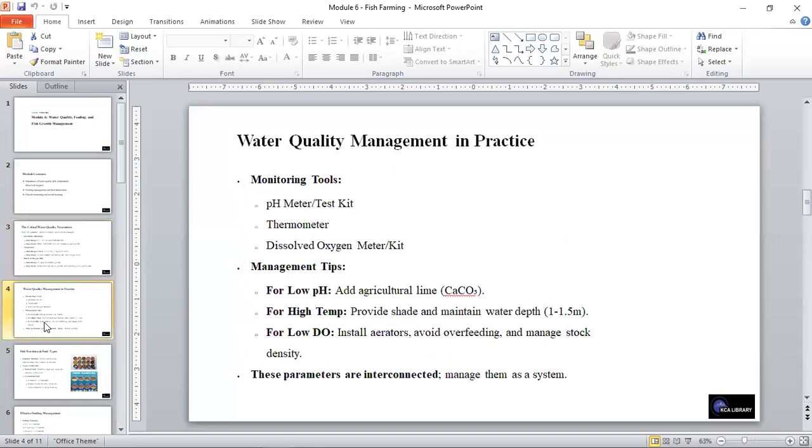What are the water quality management practices that we need to follow? We have the monitoring tools, and the tools include pH meter or test kits. Also, there's need for a thermometer. There is also need for a dissolved oxygen meter or kit. In the management tips, for a low pH, you can add agricultural lime, that is CaCO3.